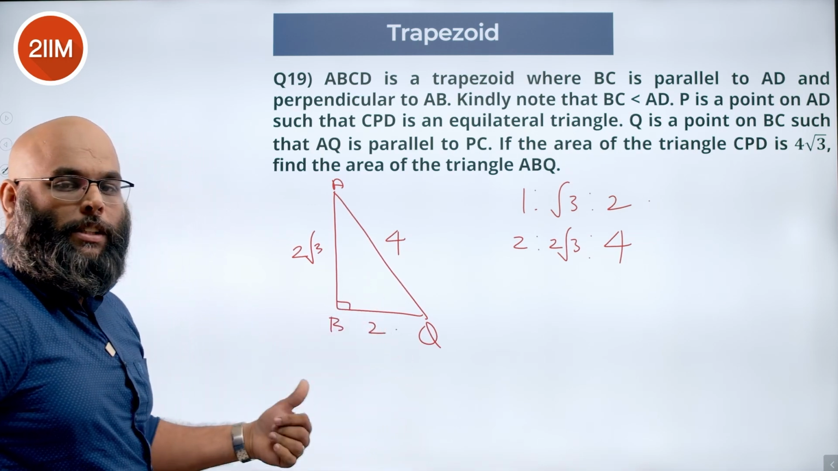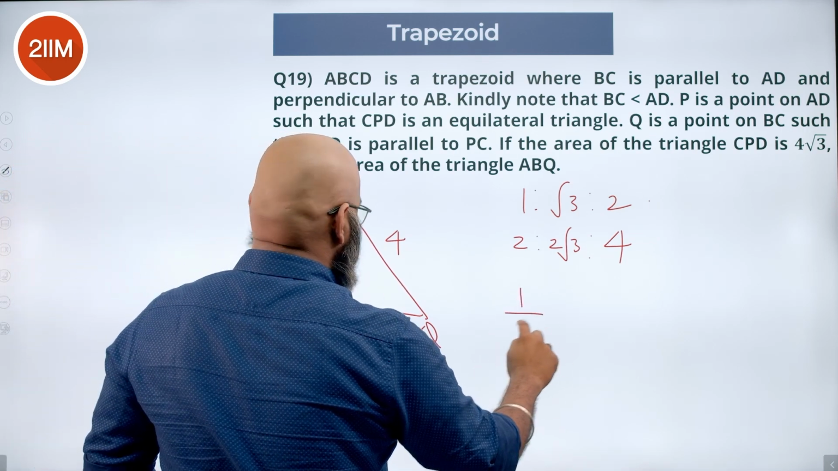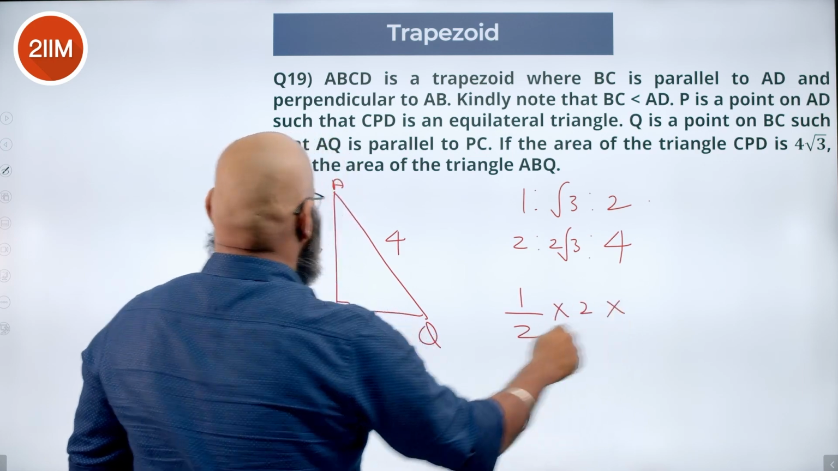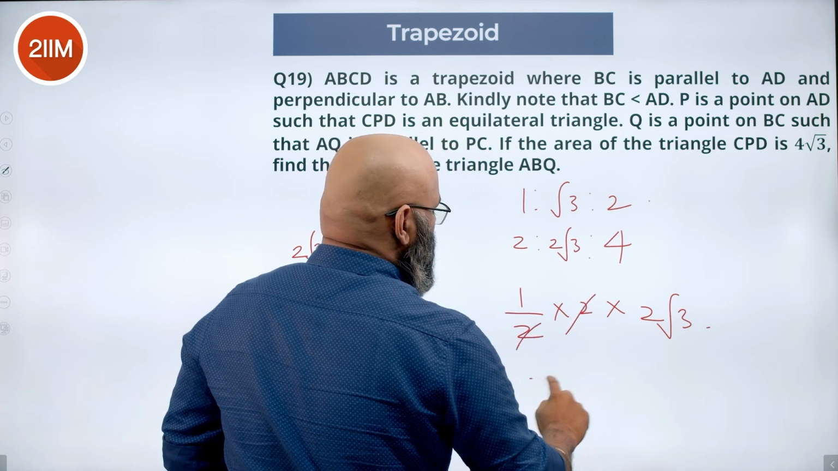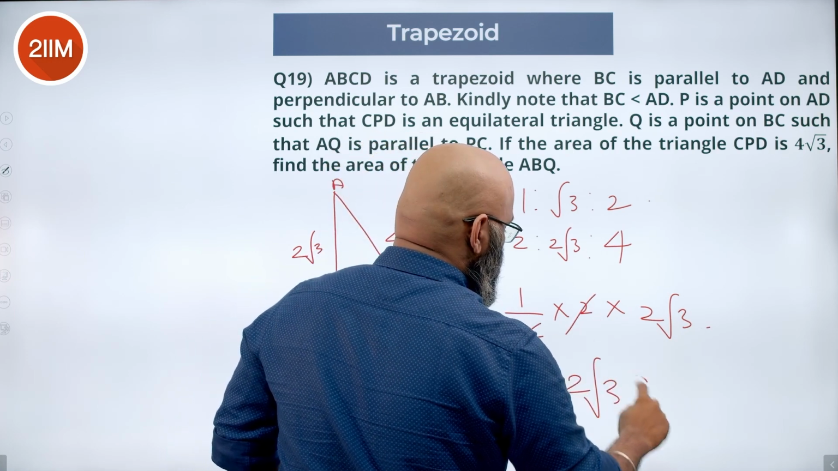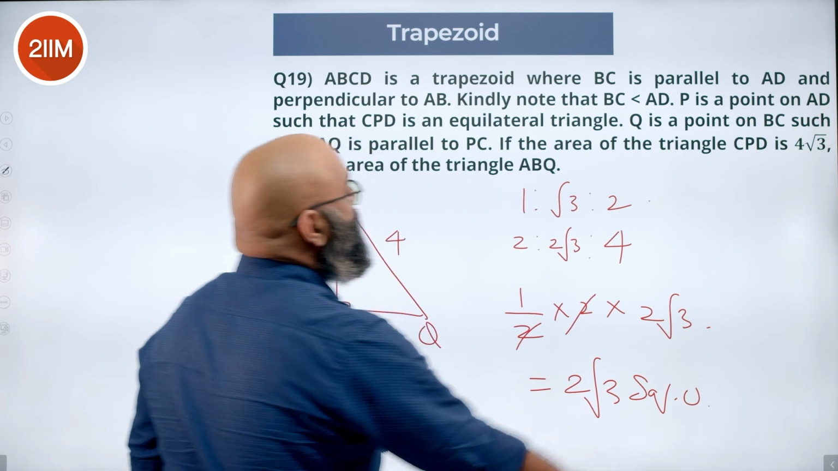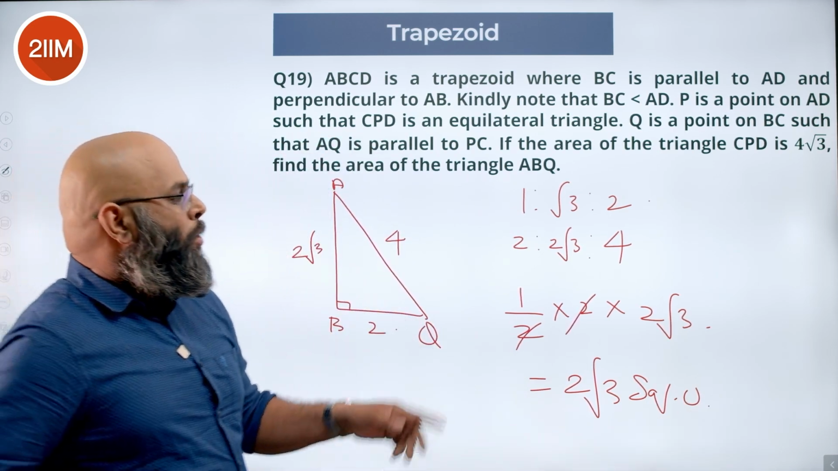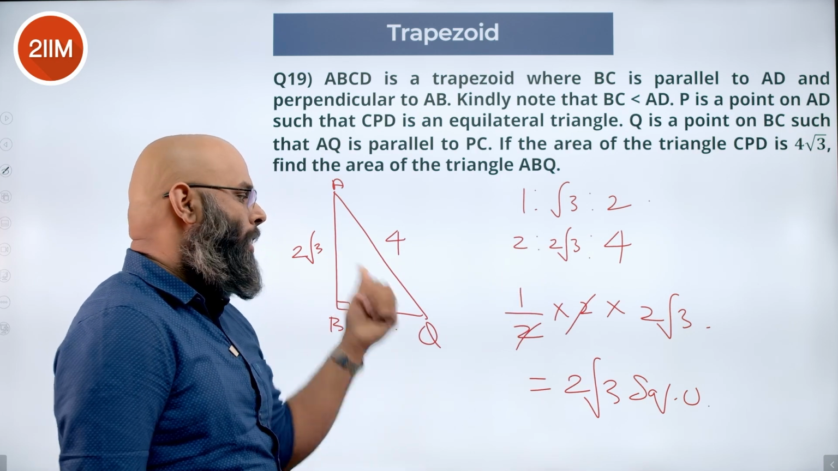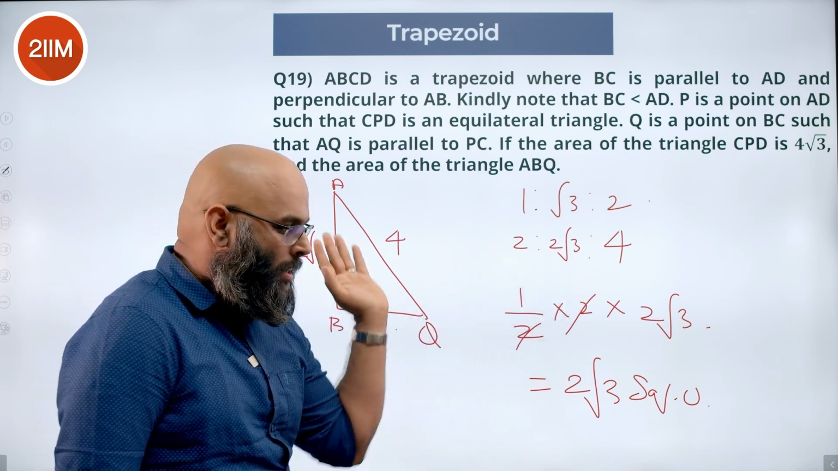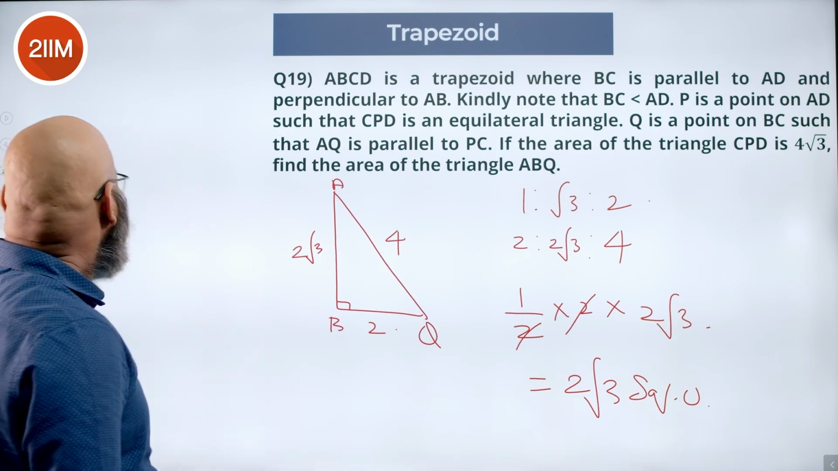Now finding the area of this triangle becomes easy. Half of the base is 2 and the height is 2 root 3. So 2 and 2 get cancelled. The answer is 2 root 3 square units. So the moment you know the basic angle side ratios, 30, 60, 90 is 1 is to root 3 is to 2, this entire question becomes easy.